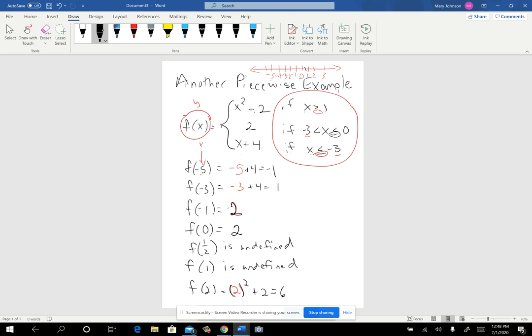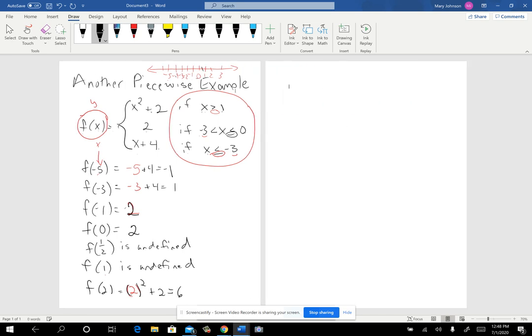All right, so that's just evaluating the function, deciding what rule to use. That's kind of the main thing I want you to do. But piecewise functions are very important. They are used a lot in real life scenarios. It's very rare that one function fully describes a situation. A lot of times we need pieces like this. And we'll talk about some of those applications later.